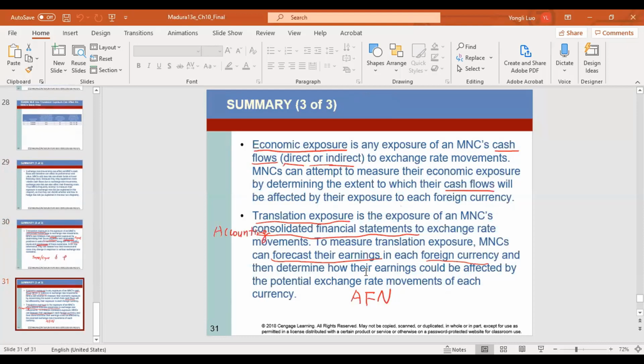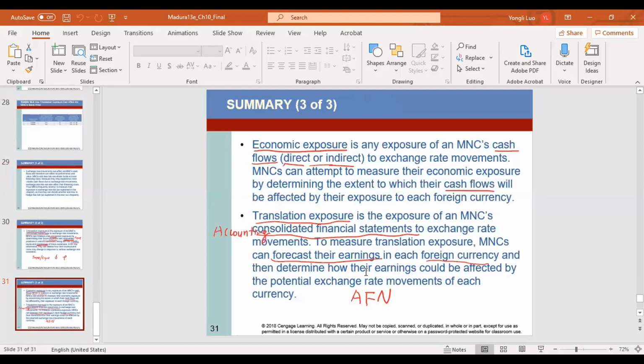Economic exposure is any exposure of an MNC's cash flows, direct or indirect, to exchange rate movements. MNCs can attempt to measure their economic exposure by determining the extent to which their cash flows will be affected by their exposure to each foreign currency.